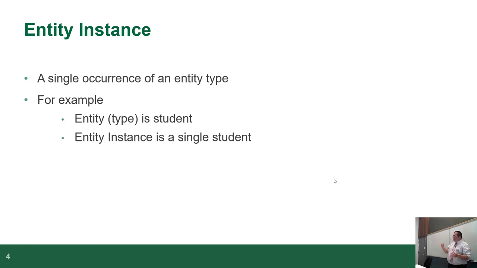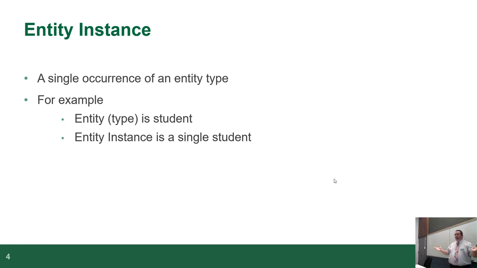If we have a type in here called person or student, then each of you is an individual instance of that type. In other words, if I define a student as a person's name and a student number, in here I will have 90 odd instances of a person's name and a matching student number. That is an instance. If a student is a type, a single student in the room is an instance.